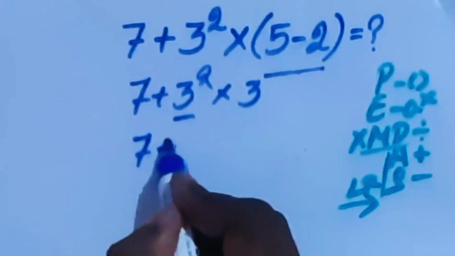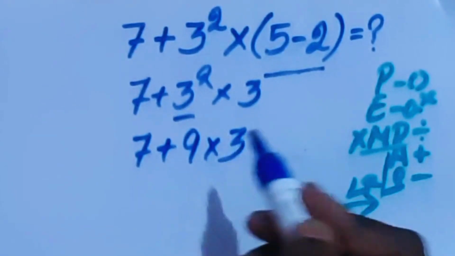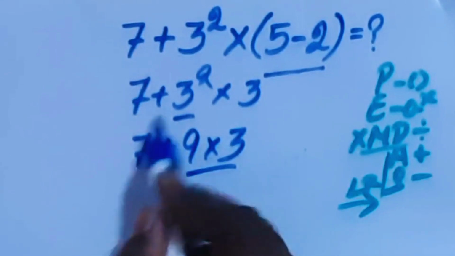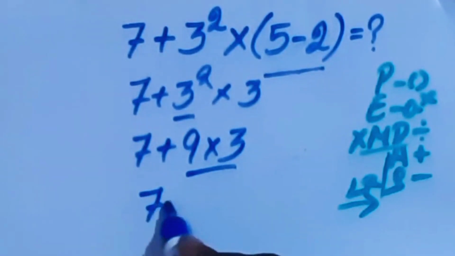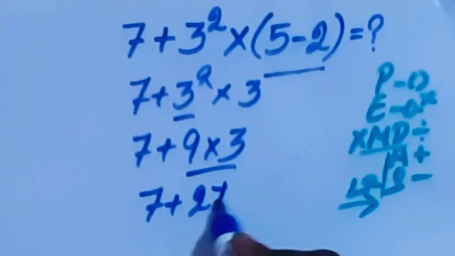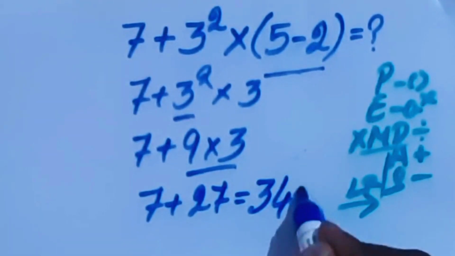So 7 plus, here 3 power 2 is 9 times 3. Here the next priority is multiplication, so we have to do this multiplication before this addition. So 7 plus, here 9 times 3 is 27. Here 7 plus 27 is 34, which is the correct answer.